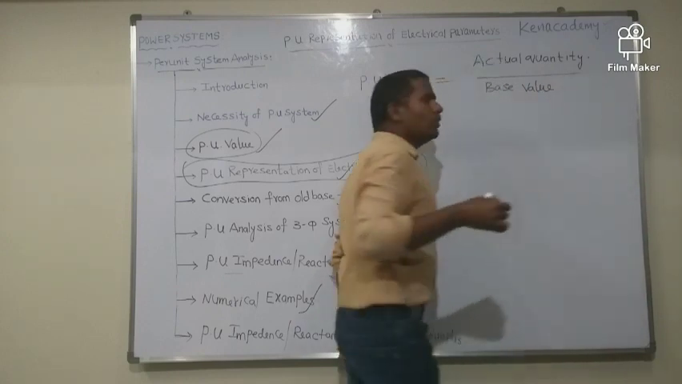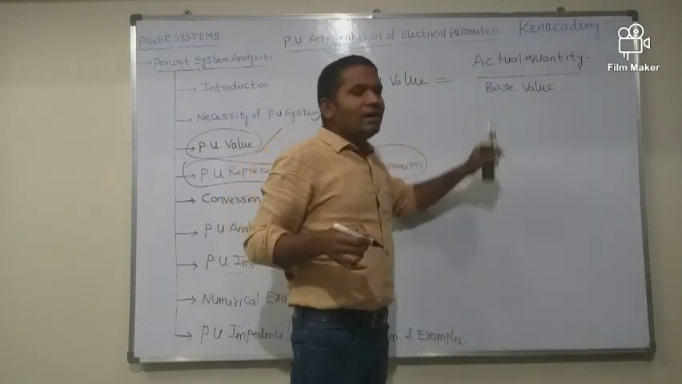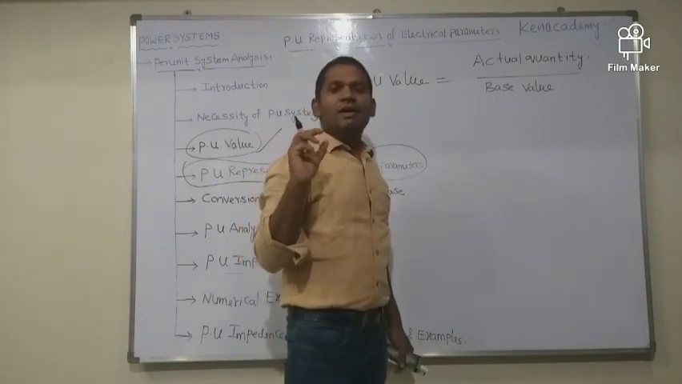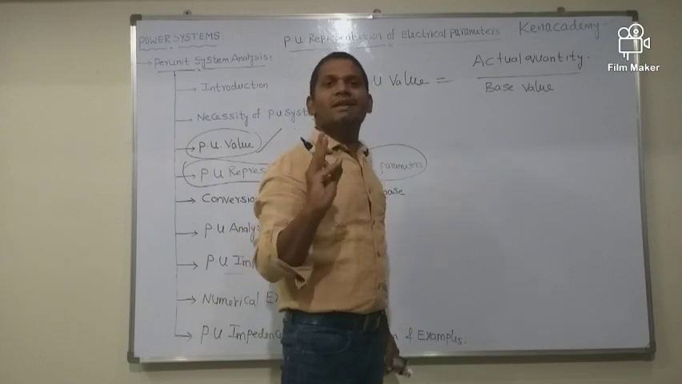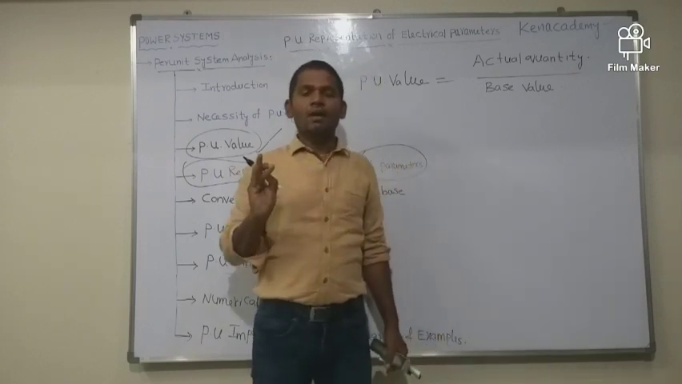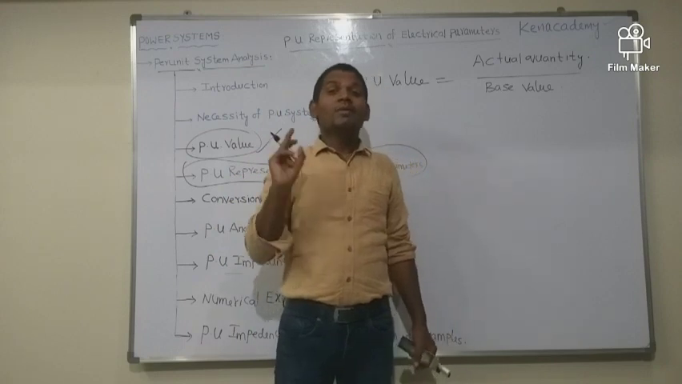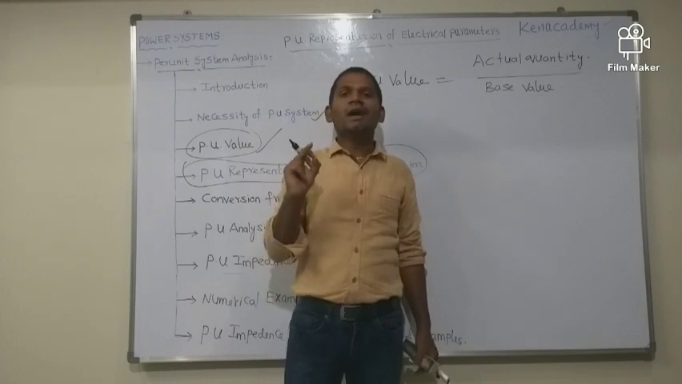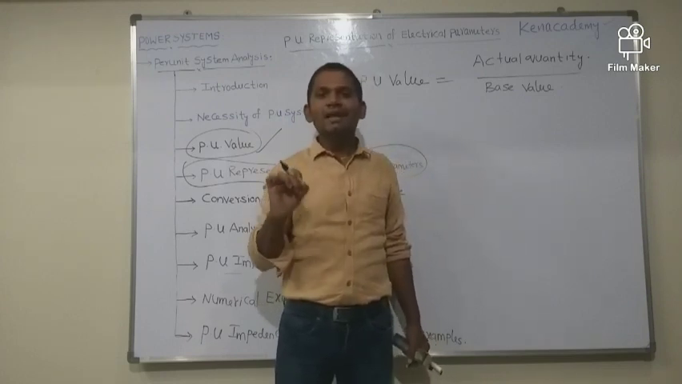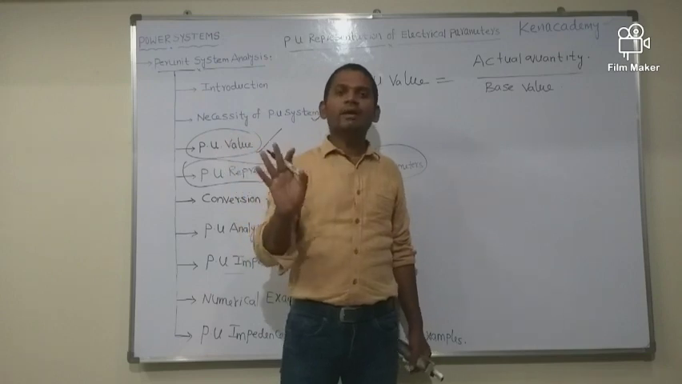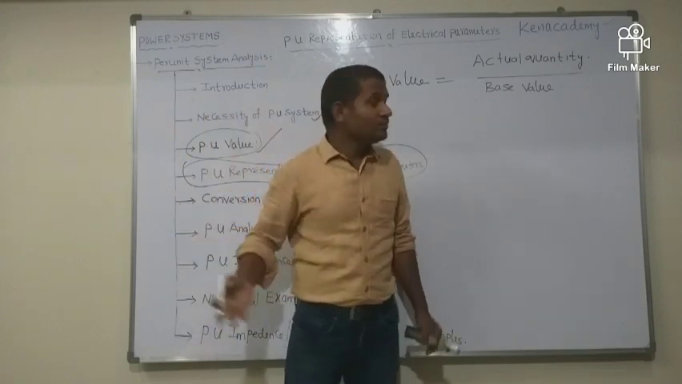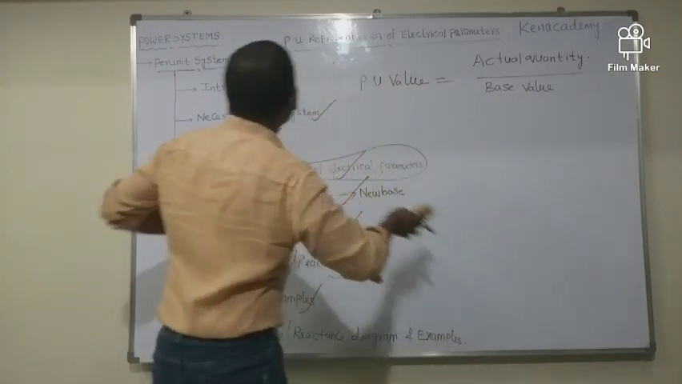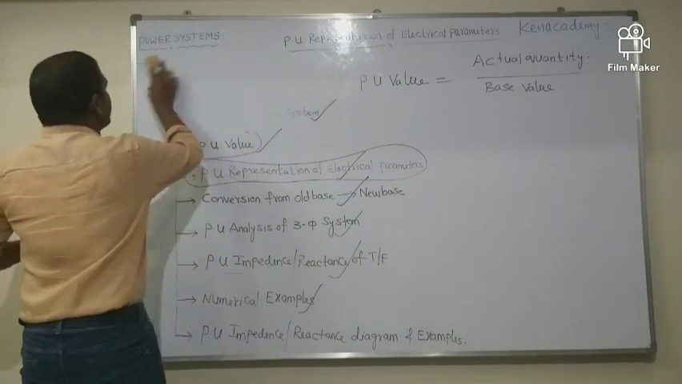In the previous video I explained that generally in a power system, the base values selected are voltage and apparent power. Clear? One more point I told: if the base value is not mentioned for a given system equipment, the higher rating is selected as the base value. All these points are already given in the previous video. Now in this video, we will start how to represent the various electrical parameters in per unit.